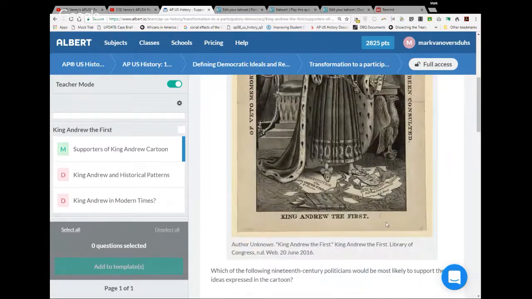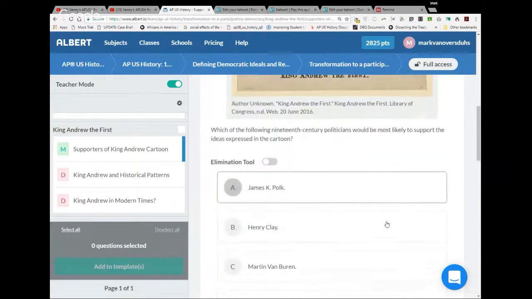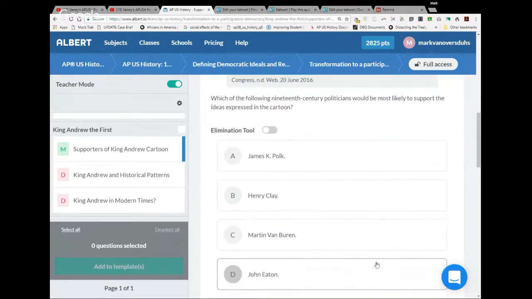Which of the following 19th century politicians would be most likely to support the ideas expressed in this cartoon? James K. Polk, Henry Clay, Martin Van Buren, or John Eaton?